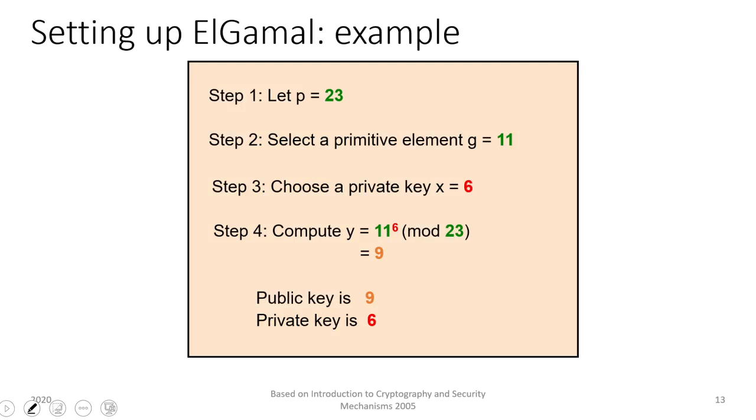If we look at that with an example, if we select p as 23, then we select a primitive element g as 11. We can choose a private key as 6, and then we can compute the public key as 9. So here our public key is 9 and private key is 6. These are the two pieces of information that we would have there.